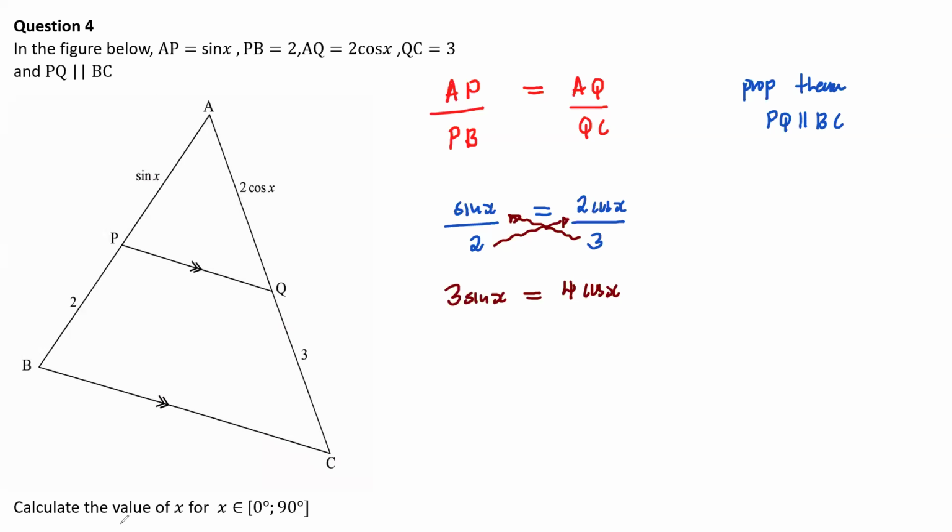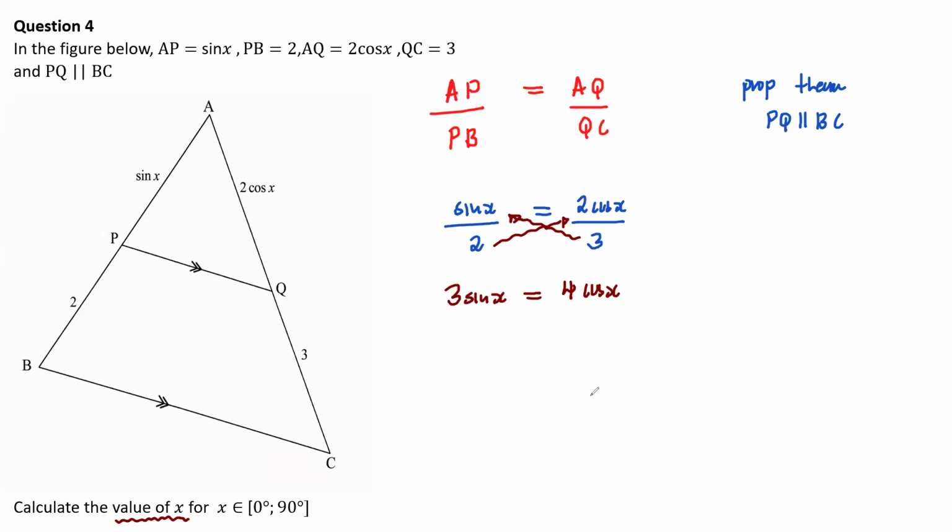What am I looking for? Calculate the value of x. Now listen to this. We've got two ratios, one on the left and one on the right. I have a sine and I have a cos, but I'm looking for x. I've got two ratios. So how can we be clever on this?